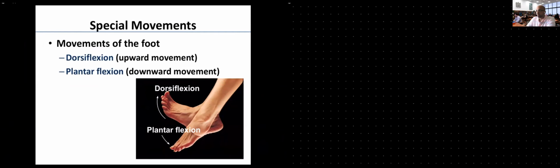Special movement of the foot: an upward movement of the foot is called dorsiflexion. A downward movement of the foot is a plantar flexion. So remember, plants are attached to the ground. So if you're moving your foot towards the ground, it's plantar flexion. If you're moving your foot towards your back, it's a dorsiflexion. Dorsal means back. So a backward movement or an upward movement of the foot is a dorsiflexion. A downward movement of the foot where you go towards the ground is a plantar flexion.